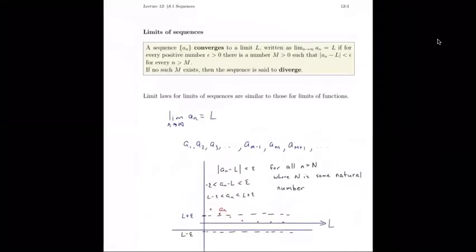Now, limits of sequences. This is important. This is the main tool that we're going to use sequences for, in fact. So limits of sequences are somewhat related to limits of functions, or they're defined in a similar manner. A sequence a sub n is said to converge to a limit L, written in this fashion, if for every positive number epsilon greater than 0, there's an m greater than 0 such that the distance, in absolute value, |a sub n minus L|, is less than epsilon for every index n greater than m. If no such m exists, then the sequence is said to diverge.